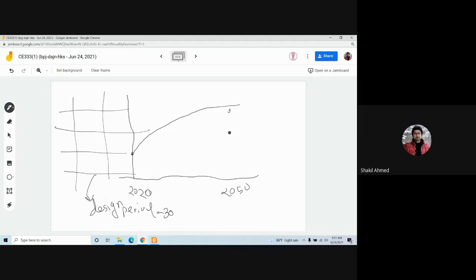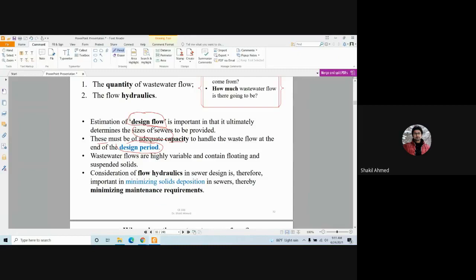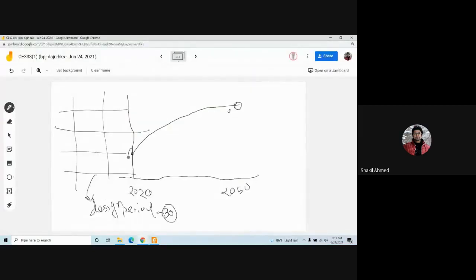So you see that after 30 years, the demand and the amount of population might have increased. So your design flow should be the present flow, present load, as well as the load for the future. Am I right? So you have to remember it. You don't just design for today's demand. You have to consider the demand after the design period so that the sewer sufficiently serves until the end of the design period.